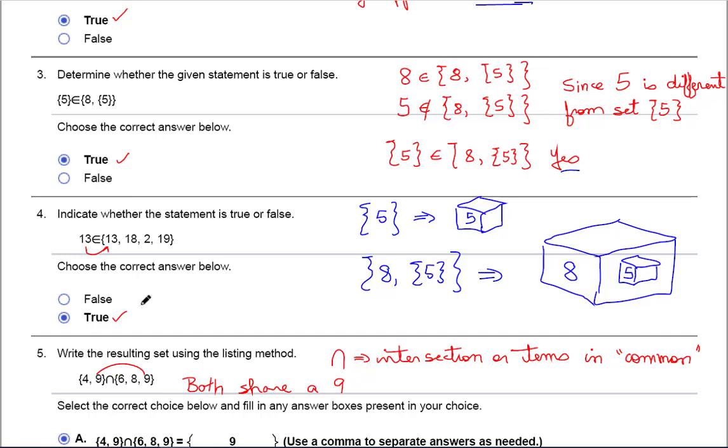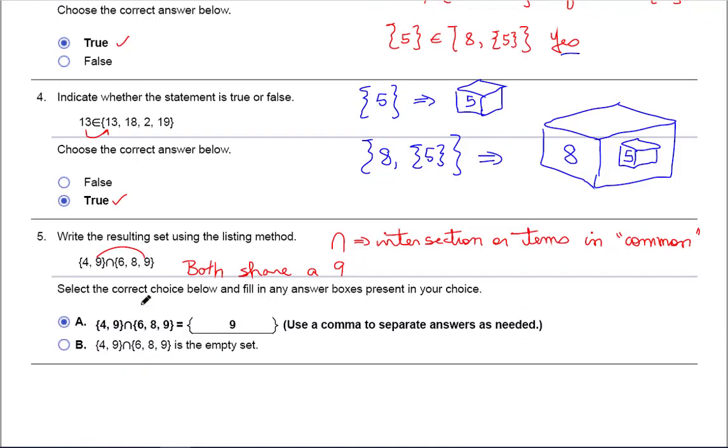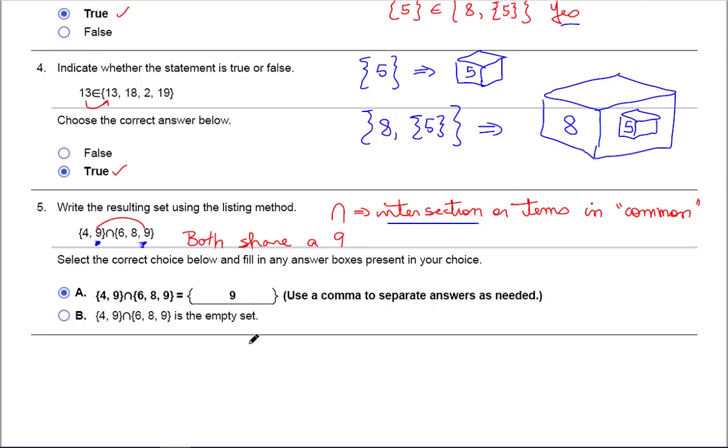Okay, question 4 gets us back to something easier. Is 13 a member of this set? And the answer is yes. Now, when we have a U that's upside down, that means intersection. Or it means find the items in common between the two sets. So let's see, 4, 9 and 6, 8, 9. Yes, they both seem to have 9 in it. So 9 is the element that is in common with both sets.